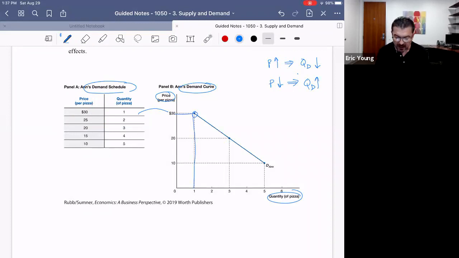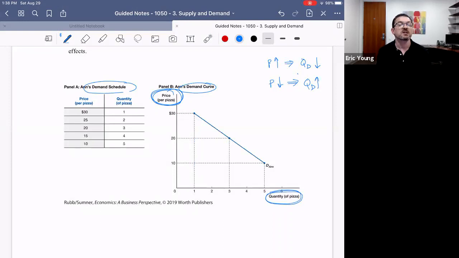Let's talk a little bit about the demand curve because we're going to use those a lot, okay? So again, we said that the demand curve is a graphical representation of the demand schedule. Note the following. Number one, we're always going to put price on this axis, and we're always going to put quantity on this axis.